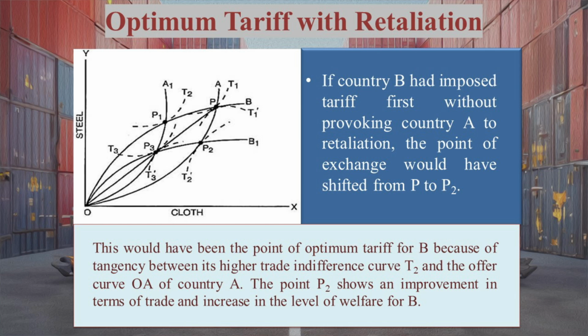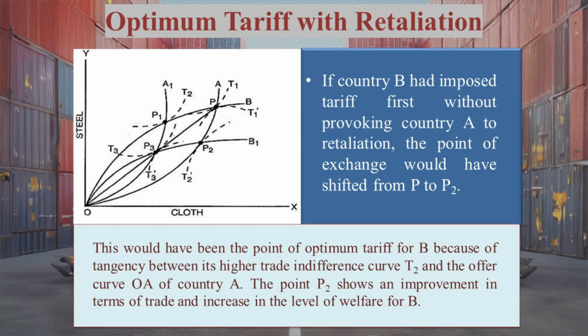The point P2 shows an improvement in terms of trade and increase in the level of welfare for country B. Here now country B retaliates. Now when country B retaliates, what have we seen? We have seen that the point P2 would be the next point where the two offer curves, of country A and country B, intersect, and this point P2 shows an improvement in the terms of trade and increase in welfare for country B.